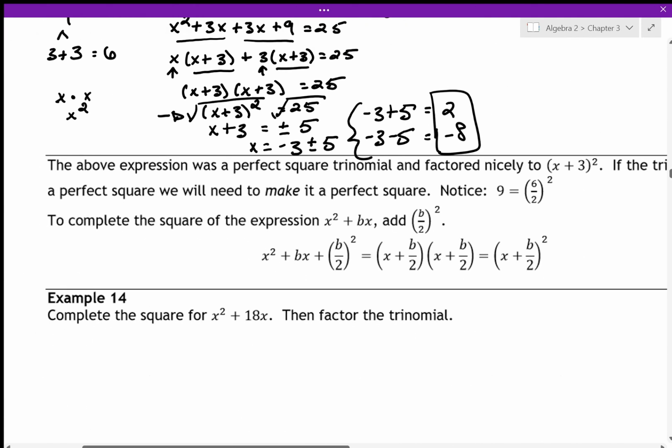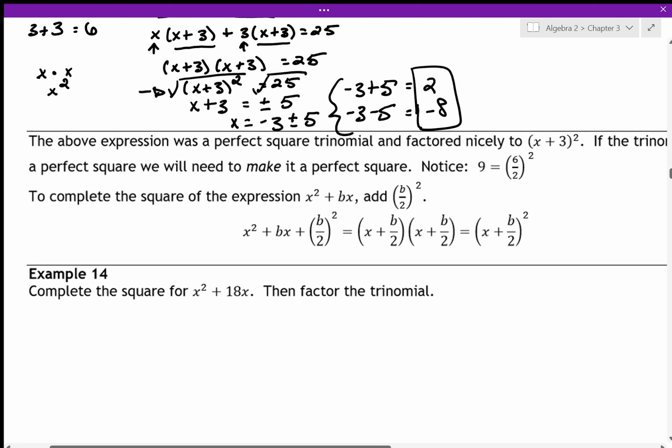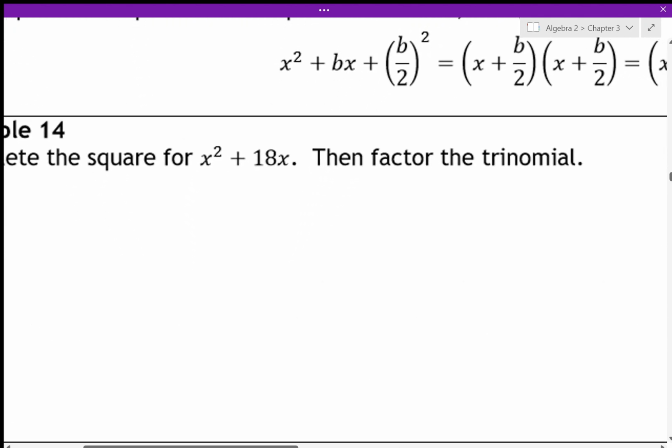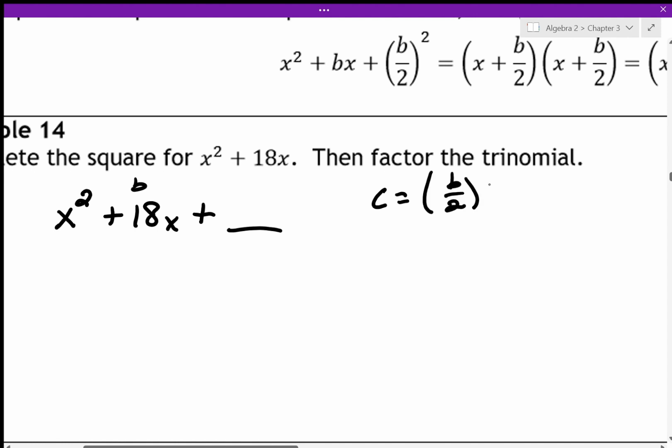Here's our little blurb. If you want to read that, you're welcome to. I'm going to go ahead and just go right into number 14. They're just wanting us to complete the square here. So completing the square is the process of finding the c value that makes it factor really nicely. So I'm going to say I've got x squared plus 18x, and then I'm going to put a plus and I'm going to have a blank there, and I'm going to find that c value. So our b is 18, and I need to find out my c. Now we know that c is going to be b over 2 squared. My b value is 18 divided by 2 squared. 18 divided by 2 is 9 squared is 81.